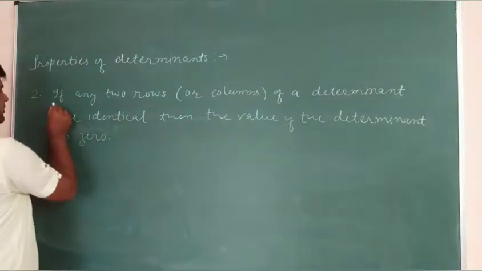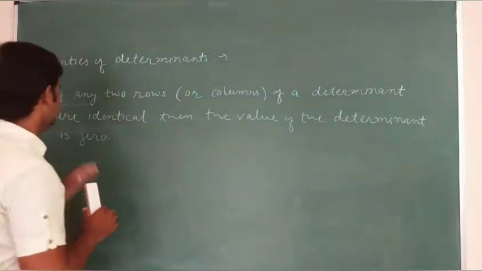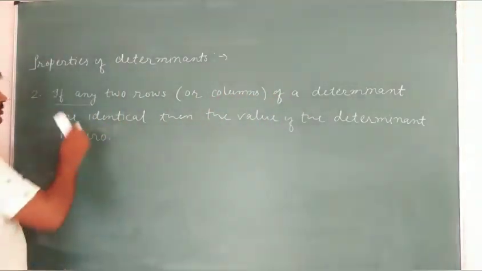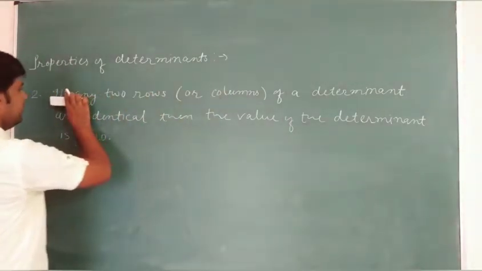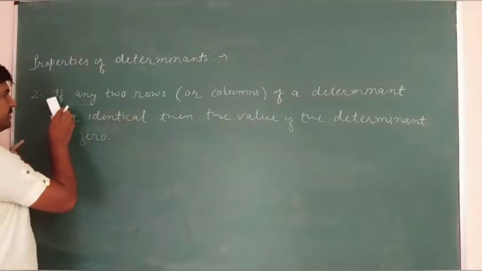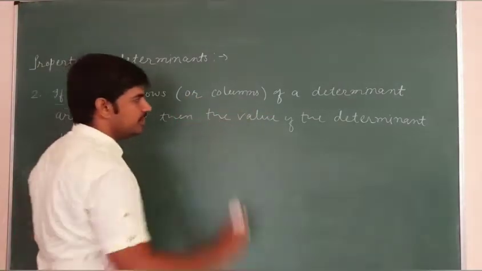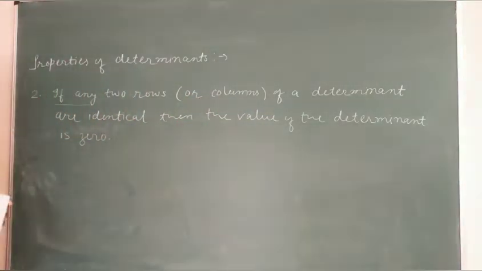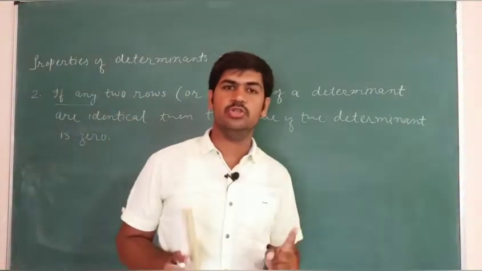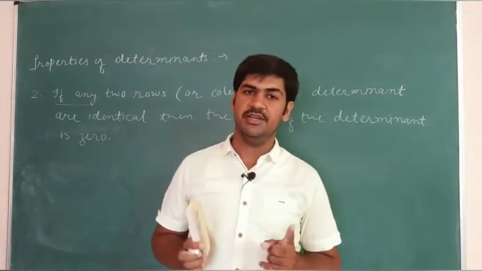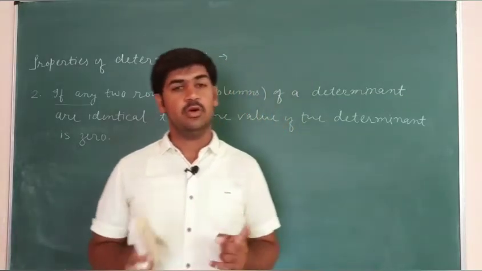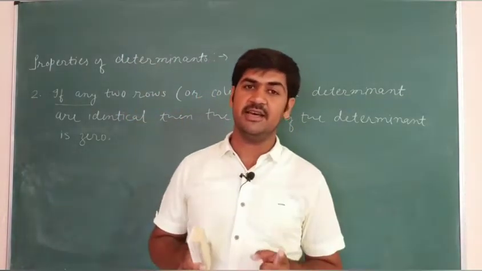Dear students, what does it mean? What does this particular sentence mean? If any two rows or columns of a determinant are identical, or you can say if any two rows of a determinant are identical, then the value of the determinant is 0, or if any two columns of a determinant are identical, then the value of the determinant is 0. Dear students, how can two rows be identical? Two rows are identical if their corresponding elements are equal or same. Two columns are identical if their corresponding elements are same.